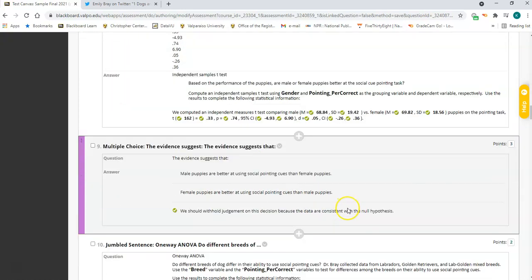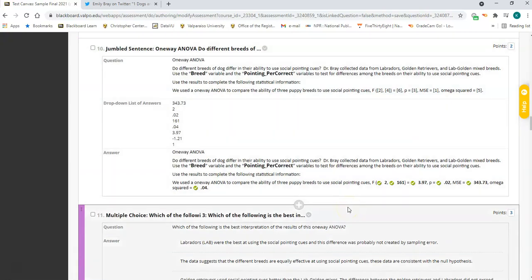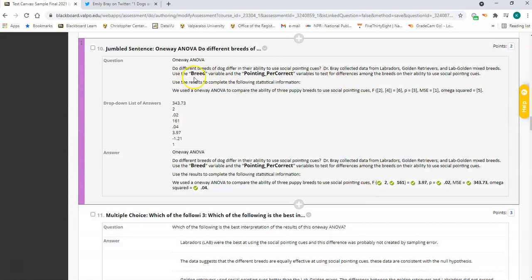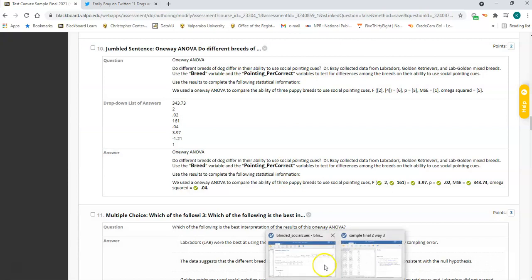All right. Now we're going to go and do a one-way ANOVA. In this one-way ANOVA, we're going to compare 3 different breeds of puppy on this pointing task. Maybe some breeds are better at using the social cue of pointing than others, and that's what we're going to ask here. So we're going to use the variable breed. There's going to be 3 different breeds. I think they were, I'll have to remember, a Labrador and a golden retriever, and then a golden mix, I believe. And they're doing it on the pointing task. So let's go ahead and analyze this data.